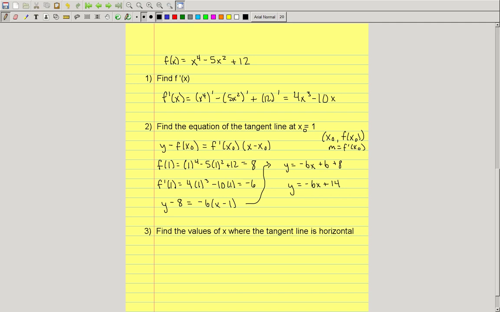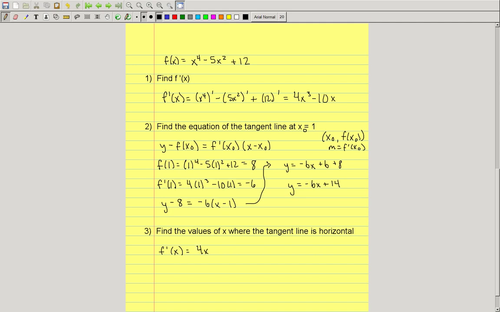To finish up, we would like to find the values of x where the tangent line is horizontal. So that means that we want to set our derivative equal to 0, because a horizontal line has a slope of 0, and since the derivative of a function measures the slopes at all the points, that tells me where our horizontal lines are.